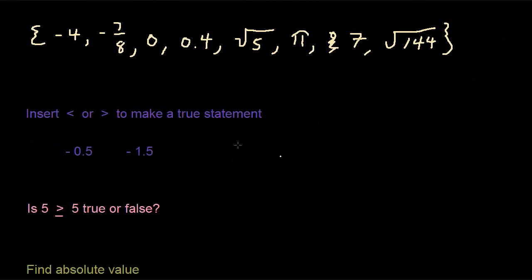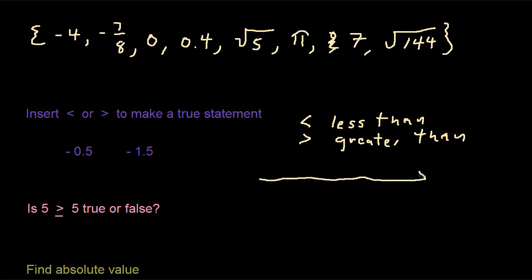Next, we would like to insert one of these two symbols to make a true statement. Now, what are these symbols? First is called the is less than symbol. The second is the is greater than symbol. Now, how can you tell which symbol to use? Well, we need to see which of our two numbers here is larger and which one's the smaller of the two numbers.